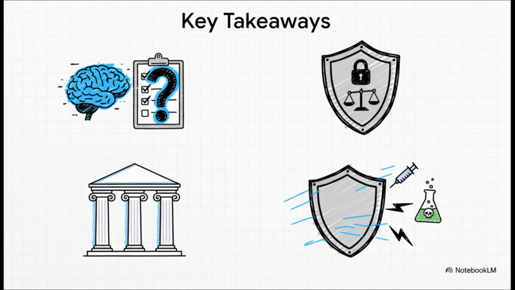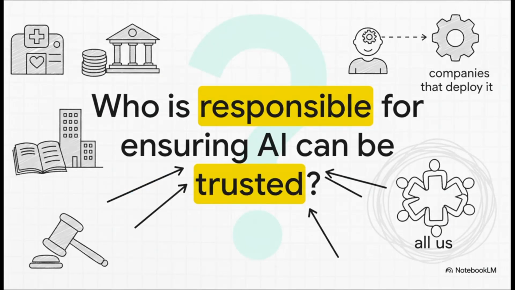And that leaves us with one last big question to chew on. As AI gets woven deeper and deeper into our lives, making decisions in our hospitals, our banks, our courts, who is ultimately on the hook for making sure it's trustworthy? Is it the engineers who build it, the companies who use it, or is it the responsibility we all share?